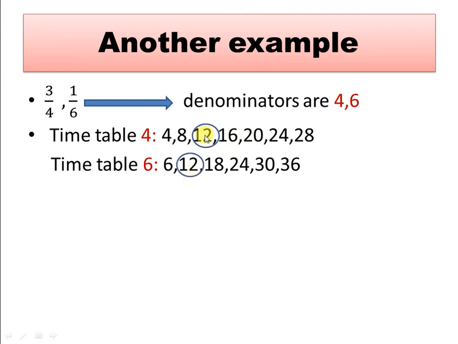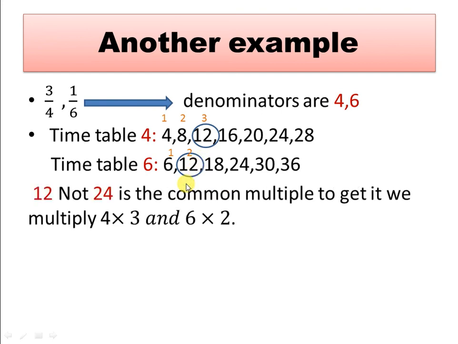So to get 12, I should multiply 4 by what? Count with me. 1, 2, 3. And to get 12 from timetable 6, I should multiply 6 by what? 1, 2. Then it's 2. So 12 is the common multiple, not 24. And to get 12, you have to multiply 4 by 3 and the 6 by 2.